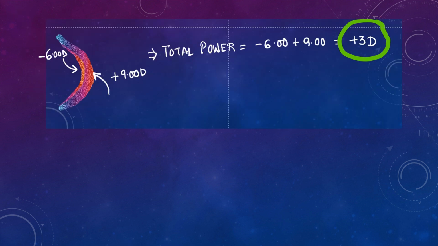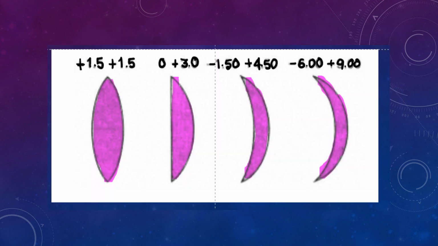Again, have a look at this concave convex lens. Here the anterior surface power is minus 6 and the posterior surface power is plus 9. So the total power that you get is again plus 3 diopters. As you would have understood, these four optical equivalent forms can be written to get a total spherical power of plus 3 diopters.